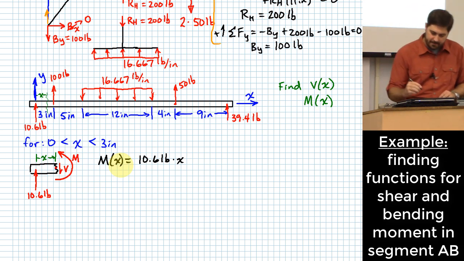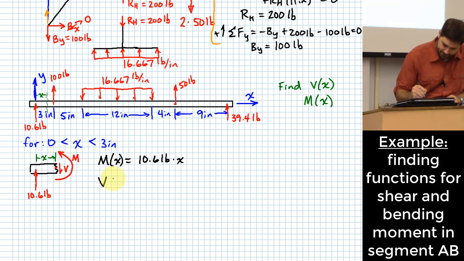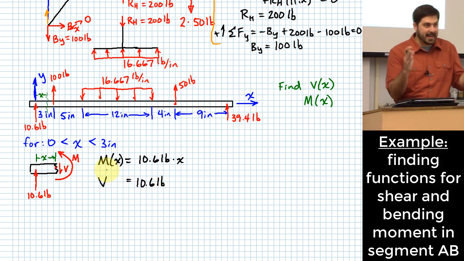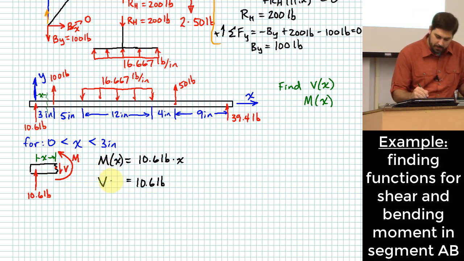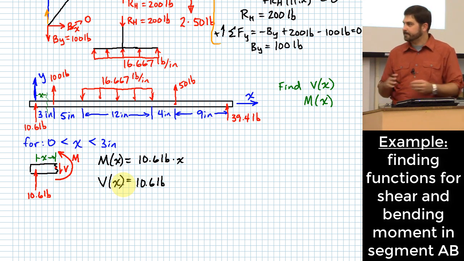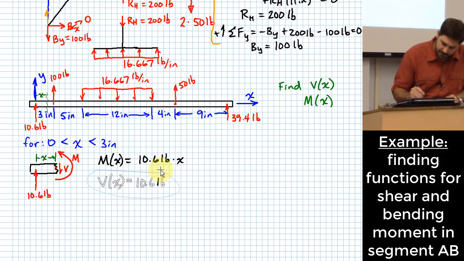What about V? It's always 10.6 pounds. And even though it is constant at 10.6 pounds, it is true for any x in that range. So it would be valid for me to say this is V of x, even though there is no x in the function, right? Okay. I'm going to do most of these where I do the V first instead of the M.